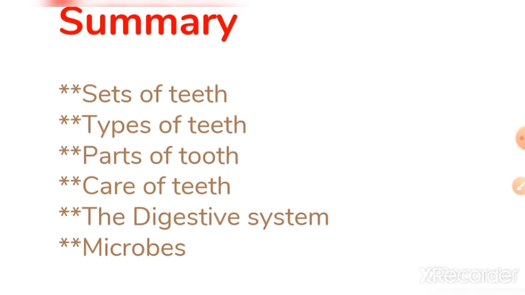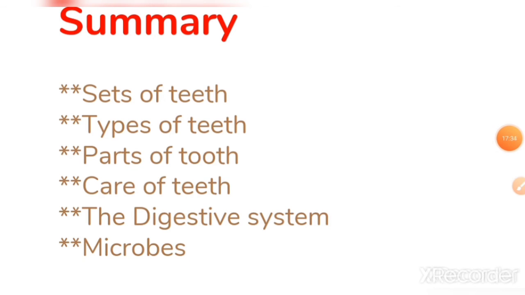Then we have revised the digestive system. It is the process by which food is broken down into simpler form so that it can be easily taken in or absorbed by the body, called digestion. And there are various organs that work together and help in digestion like mouth, food pipe, stomach, small intestine, liver, large intestine and anus.